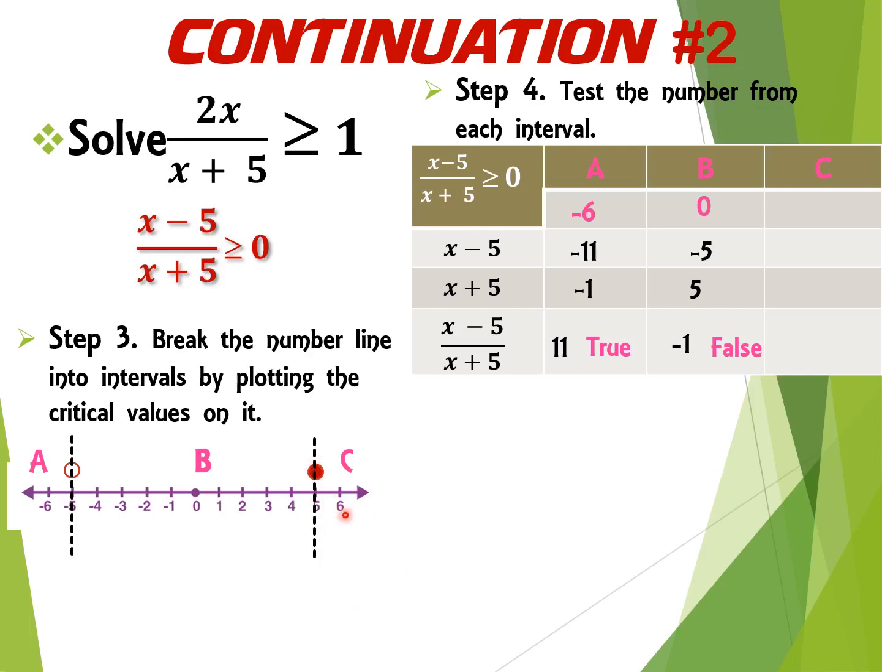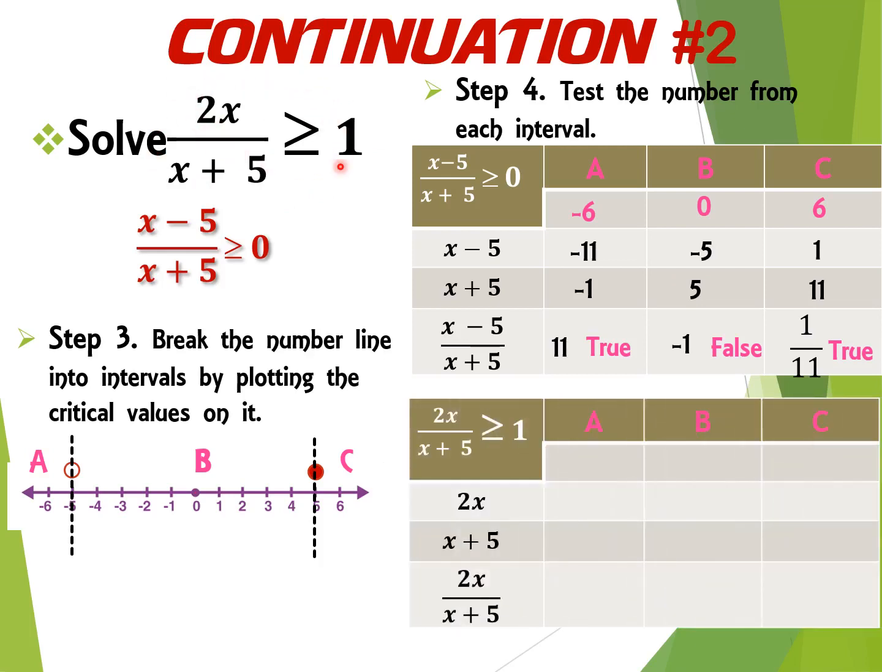Then for partition C, you can use 5 since it is included, or you can use 6. But to be safe, you just use the numbers after the broken line. So you can use 6. So 6 minus 5 is 1. 6 plus 5 is 11. So 1 divided by 11 is 1 over 11. So 1 over 11 is greater than or equal to 0. So this is true. Now, you can also use this expression, the original one, to test for values. Let's see if we're going to get the same result.